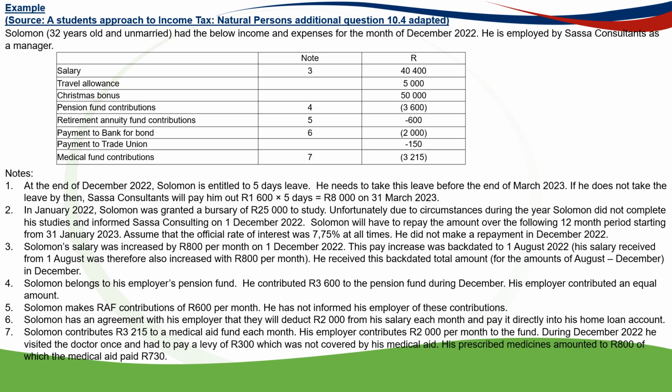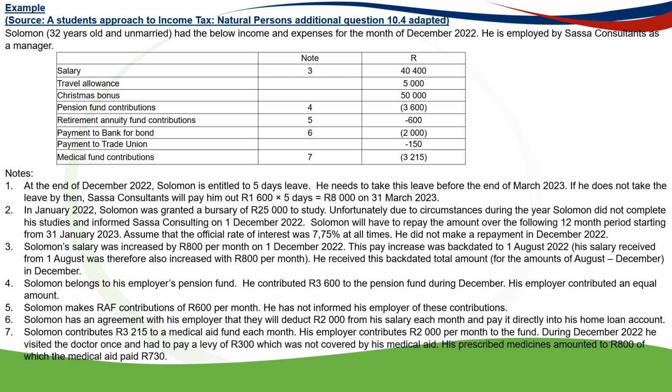Note 4, Solomon belongs to the Employees Pension Fund. He contributed 3,600 Rand to the pension fund during December, and his employer also contributed an equal amount. Note 5, Solomon makes a retirement annuity fund contribution of 600 Rand per month. He has not informed his employer of these contributions.